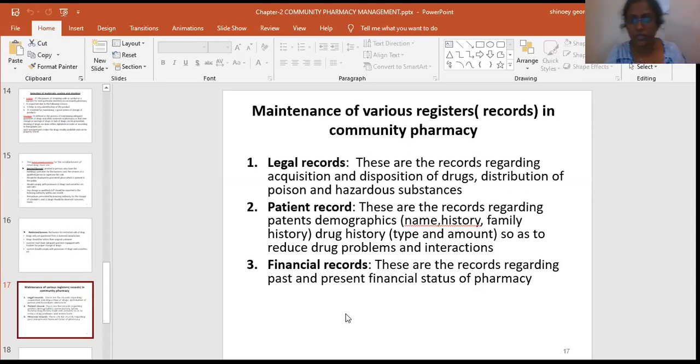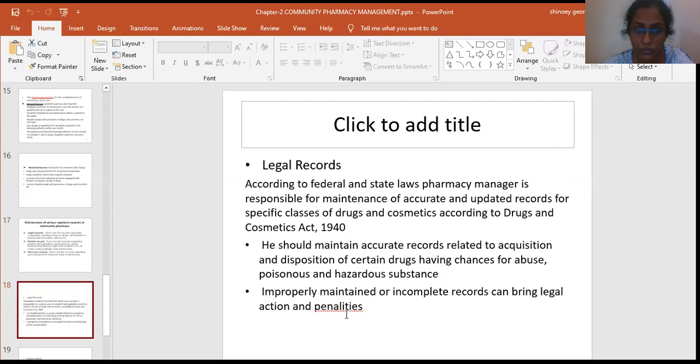Next one is financial records. Financial records are mainly maintained to ensure whether the pharmacy is running in profit or loss. So they have to tally how much money has been received in the pharmacy, as well as how much money has been spent from the pharmacy, and at the end of the annual year whether the pharmacy is running in profit or loss. So these are the record details.